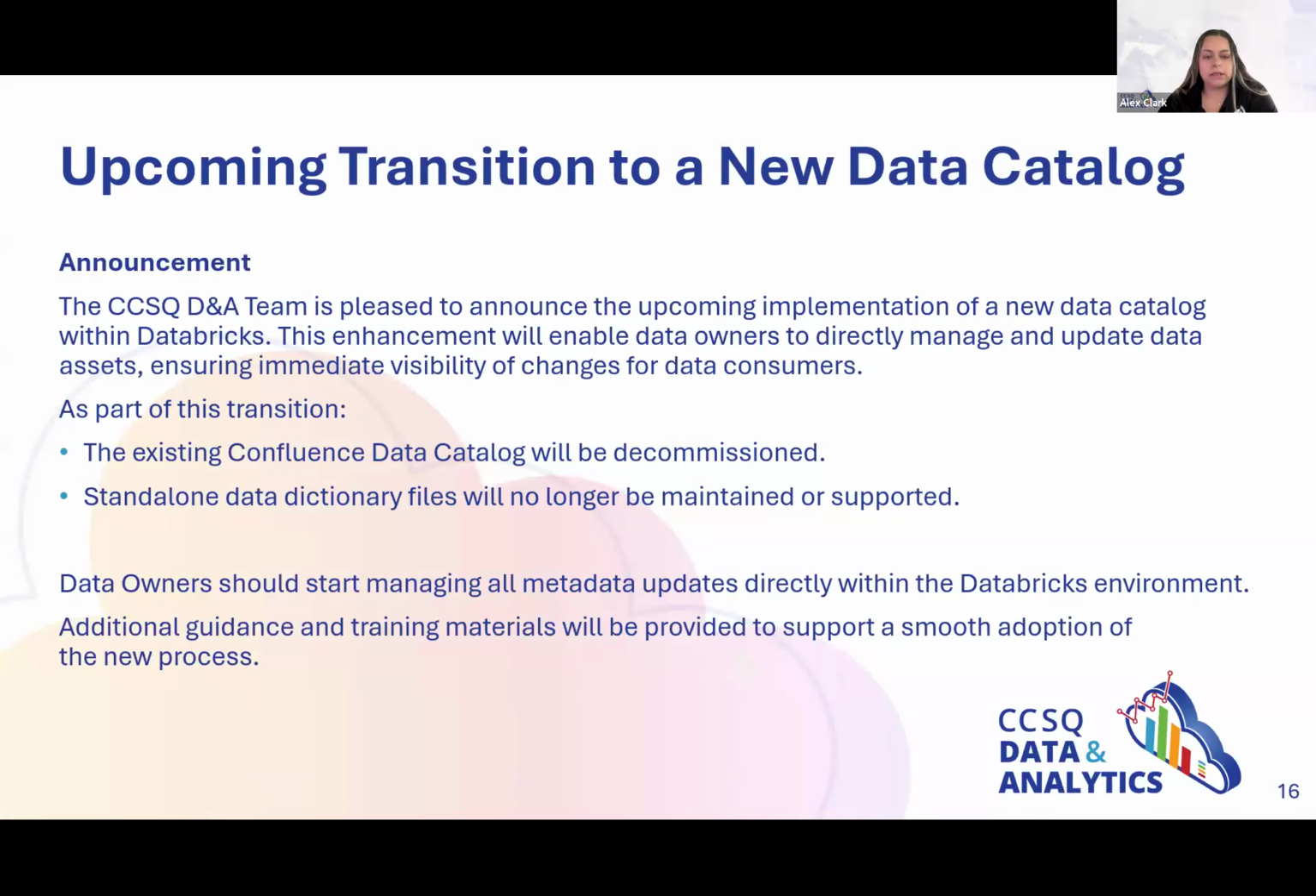So just some key things to highlight on this slide as part of this transition. The data catalog on Confluence will soon be decommissioned, and those standalone data dictionaries will no longer be supported. Even now, the data owners can start managing that metadata directly in Databricks Unity Catalog. Along with the information provided in this town hall, we'll be sending out more information and comprehensive guidance on how to do that and ensuring a smooth transition. We can jump to the next slide.